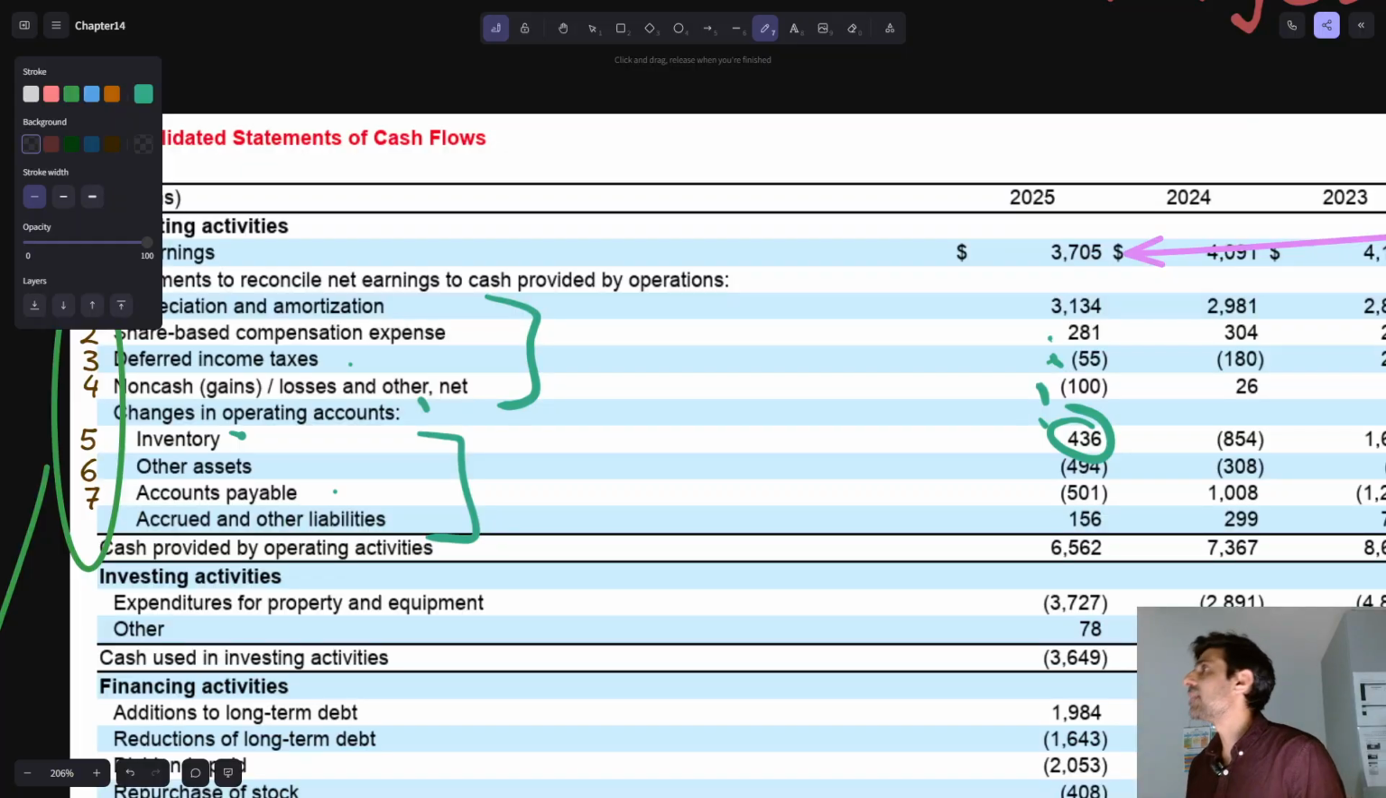You can think about it like this. If your inventory balance is going down, you took some of your inventory, you sold it, and you didn't buy that replacement inventory. So that cash that you got from the sale is just cash flow coming in with no related cash flow going out.